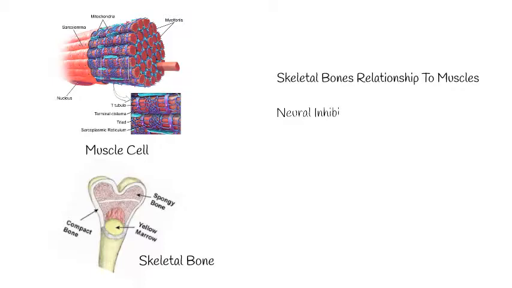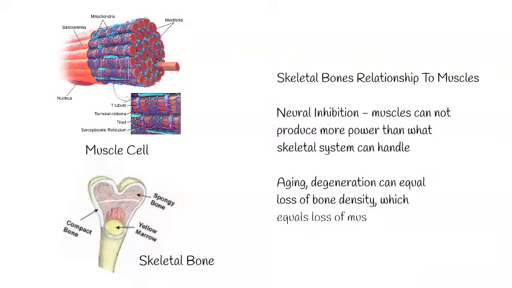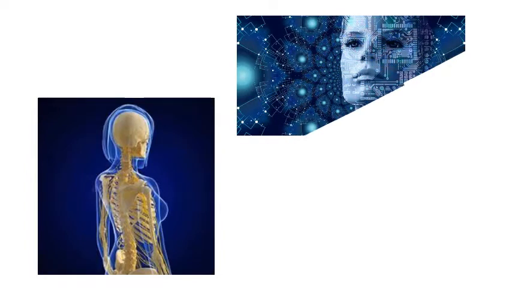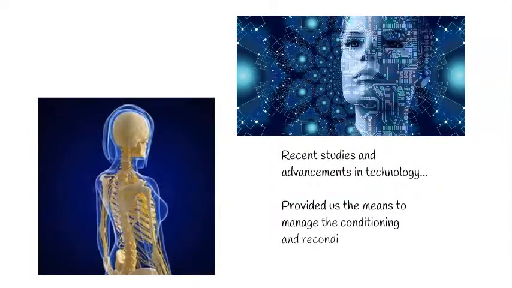There is a relationship between skeletal bones and the muscle system, as they form the musculoskeletal system. Through neural inhibition, the muscles cannot produce more power than what the skeletal system can handle. Therefore, as aging causes deconditioning, degeneration of the skeletal bones, the muscle system responds by becoming weaker. By now, hopefully you can understand the importance of the skeletal system to the overall health of the human body, as well as its performance. Recent studies and advancements in technology have made it so we can manage the conditioning and reconditioning of the musculoskeletal system as part of a managed aging plan.